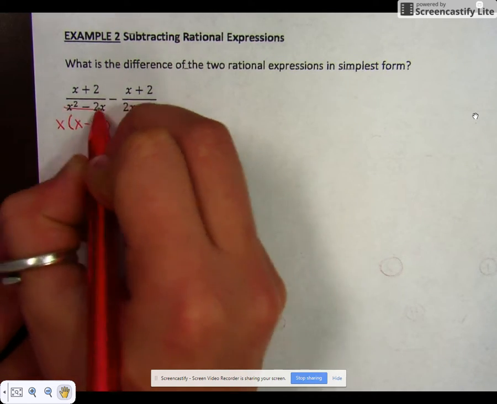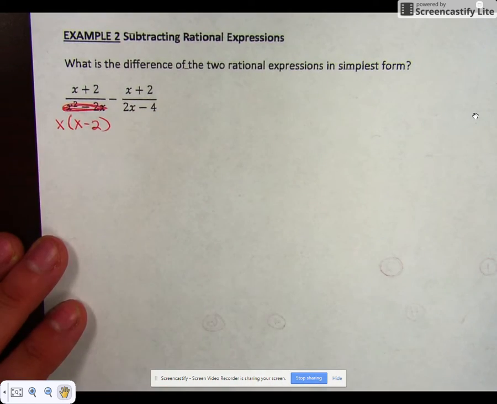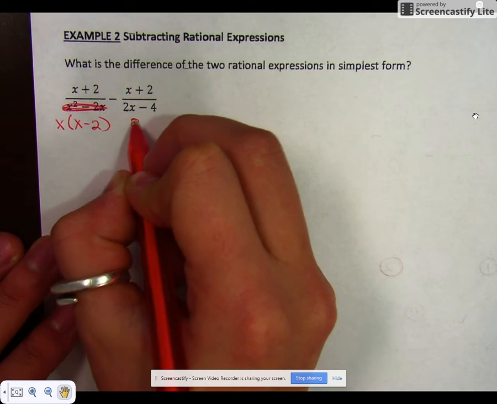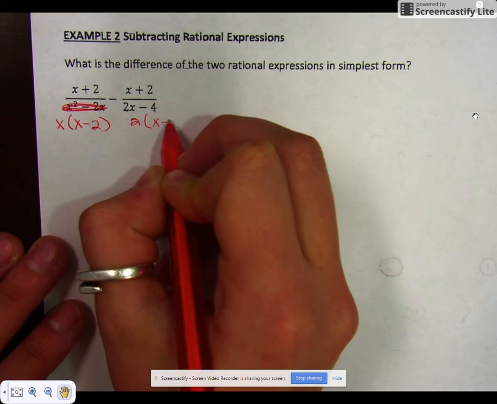Okay, so I factor that out. I'm going to cross it out. Then this right side, there's also a GCF. 2 times x minus 2.